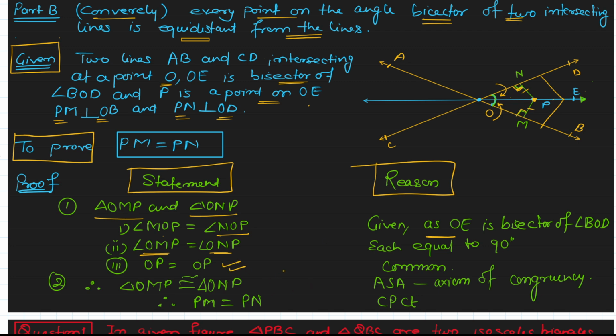OP is common. So this line is common for both. So this is equal. Hence we can say that triangles OMP and ONP are congruent by the angle side angle axiom. So by CPCT we can say that PM equal to PN. This is what we need to prove here. So it is proved now.